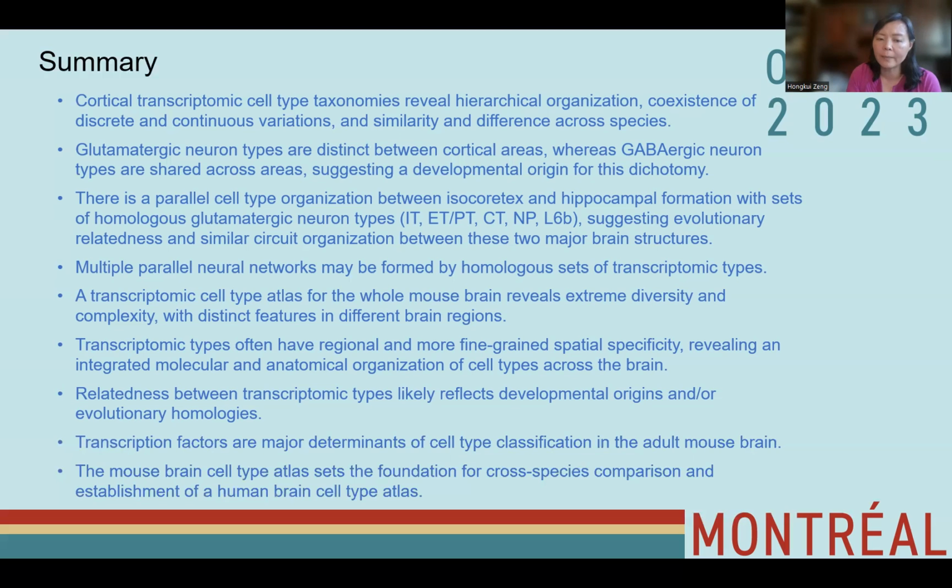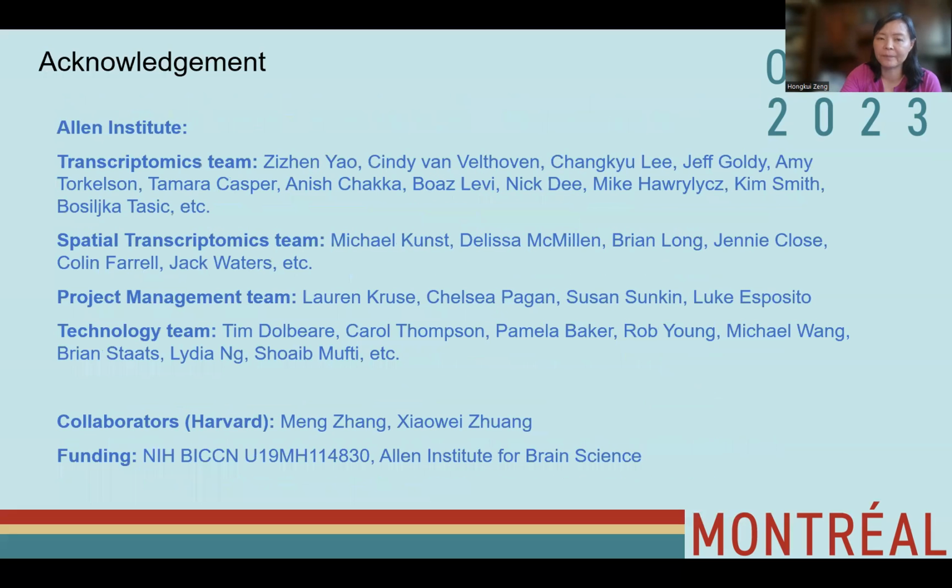So then finally, we believe that the effort of creating the mouse brain cell type atlas really sets the foundation and stage for future cross-species comparison of cell types and the establishment of a cell type atlas for the whole human brain. And we are very much looking forward to further scaling up our effort to make that happen.